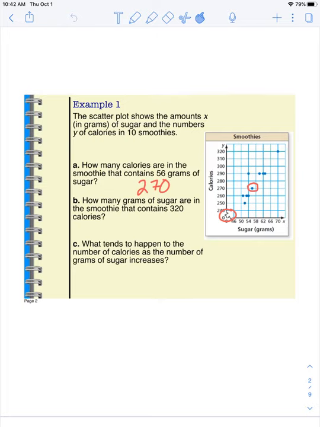All right, how many grams of sugar are in the smoothie that contains 320 calories? Now we find 320 on the y-axis and go over on that line, and it looks like that dot is at 70 grams of sugar. There are 70 grams of sugar in a smoothie with 320 calories. That's a lot of sugar. All right, C, what tends to happen to the number of calories as the number of grams of sugar increases? It looks like they're all going up. So it looks like as the sugar increases, the calories increase.